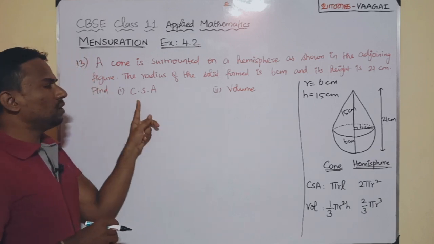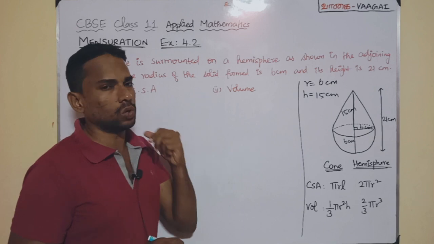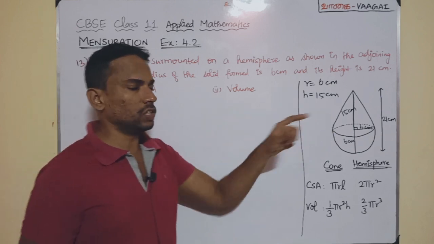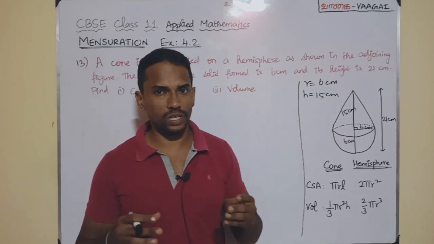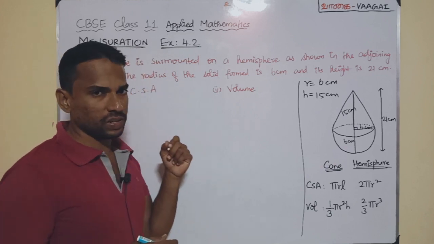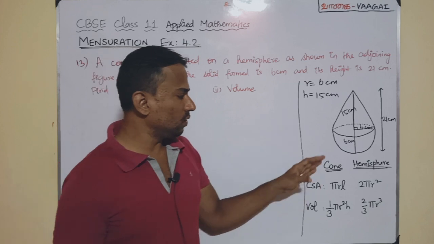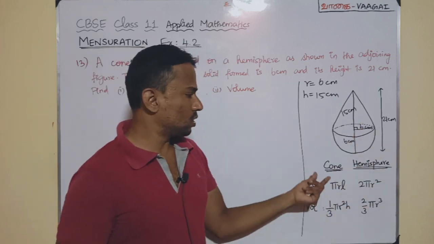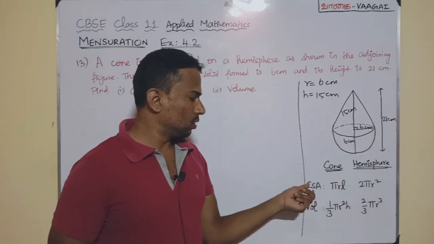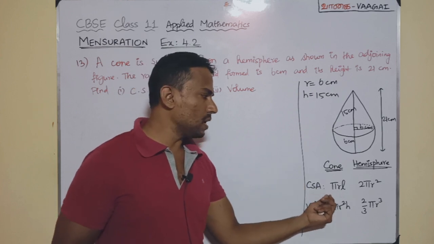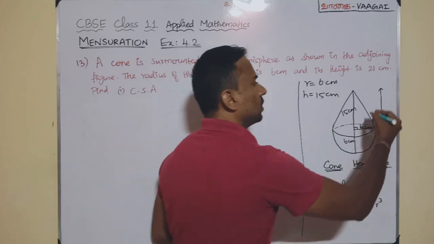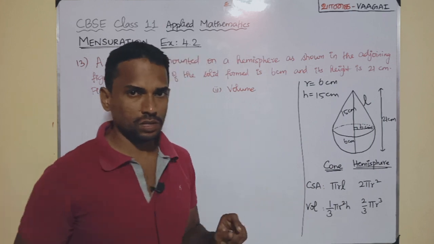We need to find the curved surface area of the solid and also the volume of the solid. So we have to do two calculations here. One is to find the curved surface area and the other one is to find the volume. Let's do it one by one. But before that, we will make use of the formulas. For a cone, the curved surface area CSA is pi r l, where l is nothing but the slant height of this cone.